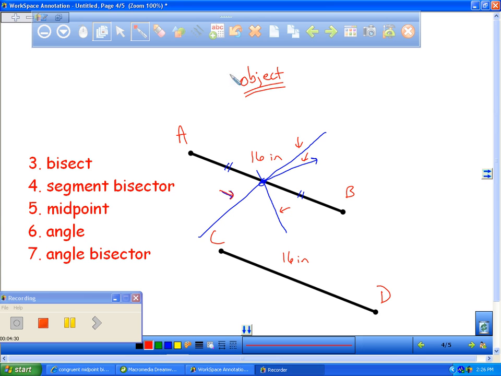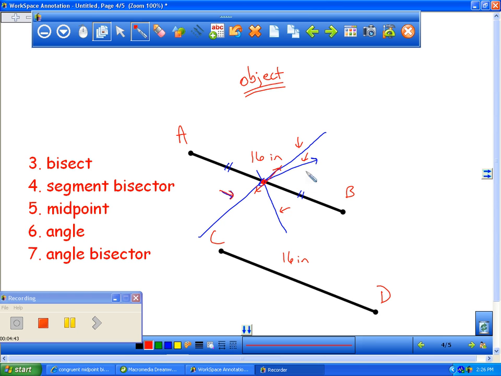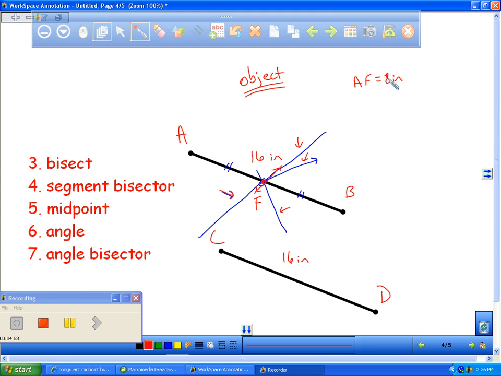Now, also in the discussion, we need to talk about the midpoint, because the midpoint here is the point at which the bisector crosses through. So obviously, if I were to choose that this point is F, then AF is equal to 8 inches. Or I can say that AF is congruent to segment BF, because the segment bisector goes through this midpoint, and that is an actual location.